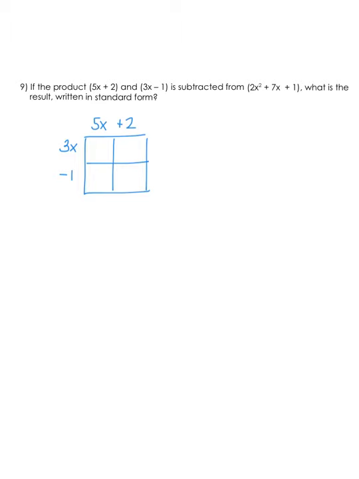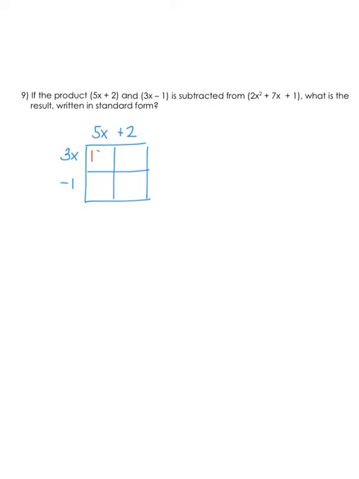We're going to start at the top left box and follow the product rule. 3 times 5 is 15. We multiply the coefficients, keep the variable x, and add the powers. So 3x times 5x is 15x squared. Top right box is 3x times 2. We multiply our numbers, which is how we get this new coefficient, positive 6x, 2 times 3.